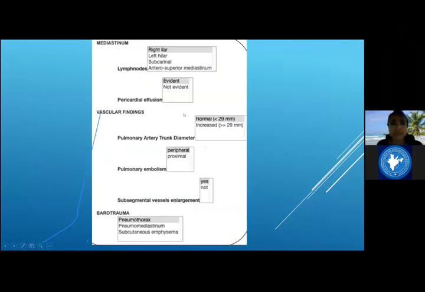We should also always comment on the mediastinum, the lymph nodes, pericardial effusion, and the vascular findings, which is very important: the pulmonary artery trunk diameter, pulmonary embolism plus or minus, subsegmental vessel enlargement, and other findings like pneumothorax, pneumomediastinum, or subcutaneous emphysema. So this is the standardized reporting format that we follow.